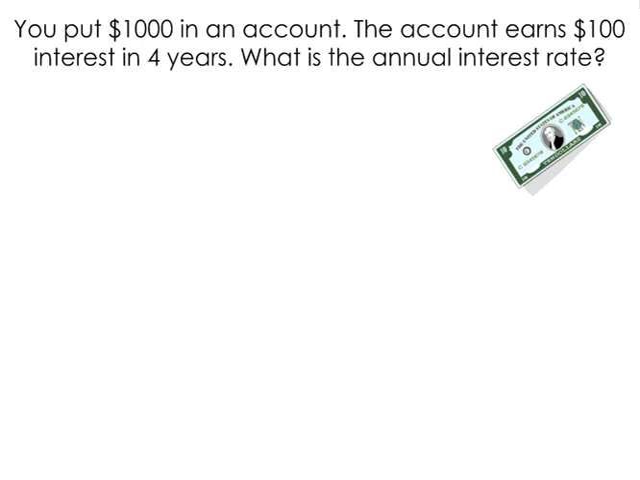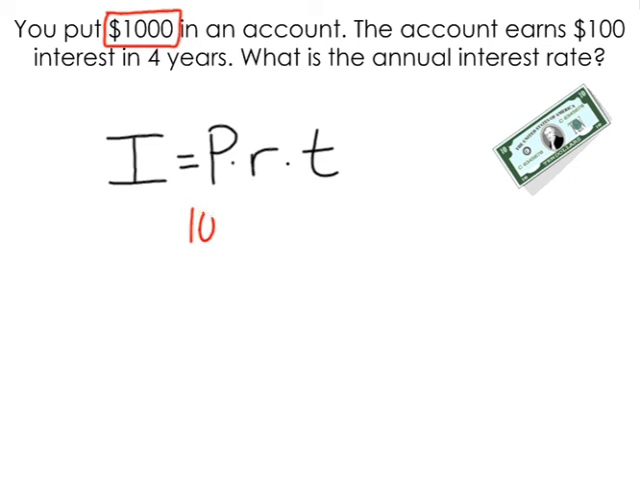Okay, next we're going to look at how to calculate the rate. So it says you put $1,000 in an account, you earn $100 interest, and it takes 4 years. So as we did before, we're going to start with our formula. Interest equals principal times rate times time. Okay, it says you put $1,000 into your account. That's your starting amount. That's your principal. So I'll plug that in underneath P.